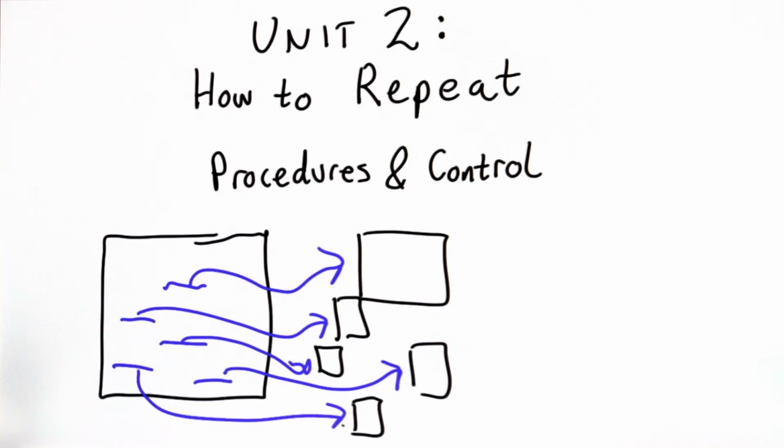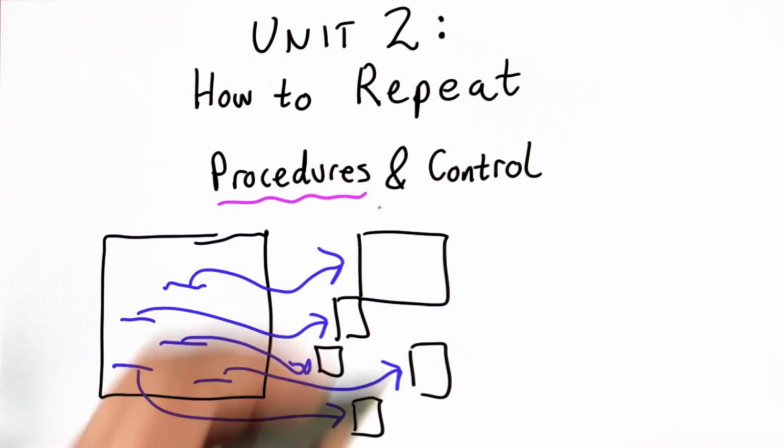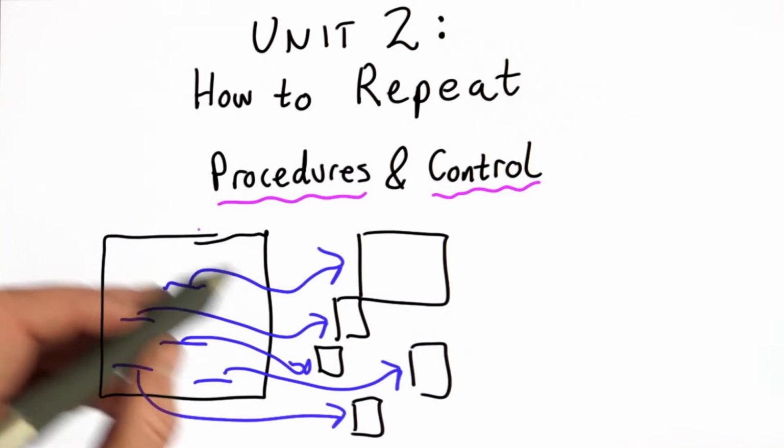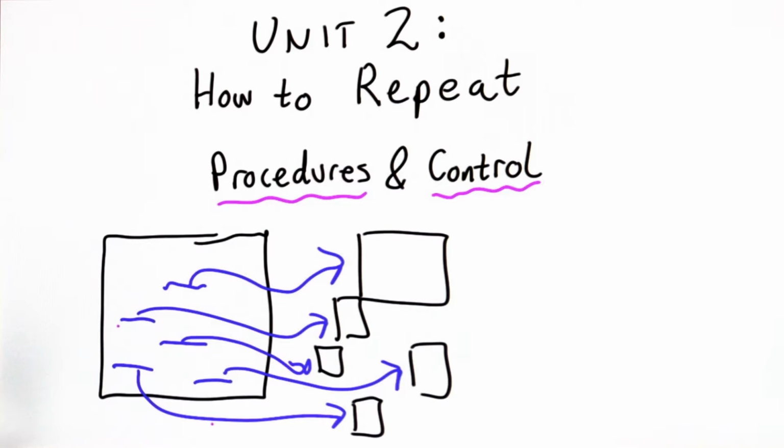To do that, we're going to learn two really big ideas in computer science. The first is about procedures. And that's a way to package up code so we can use it in a much more useful way than we could before. And the second is about control. And control structures will give us a way to keep going to find all the links on a page.